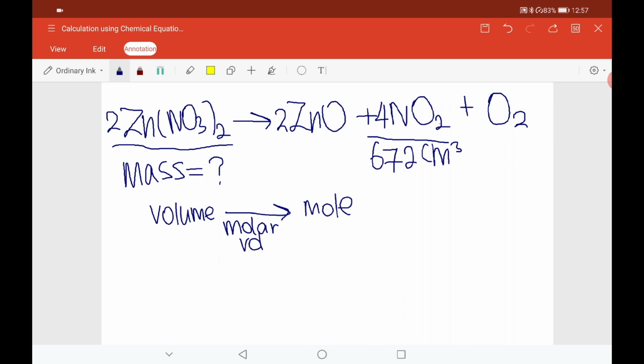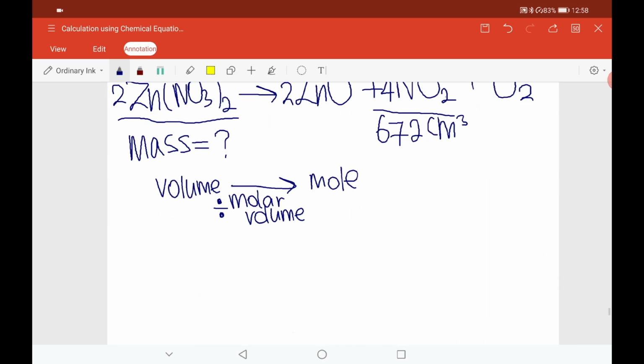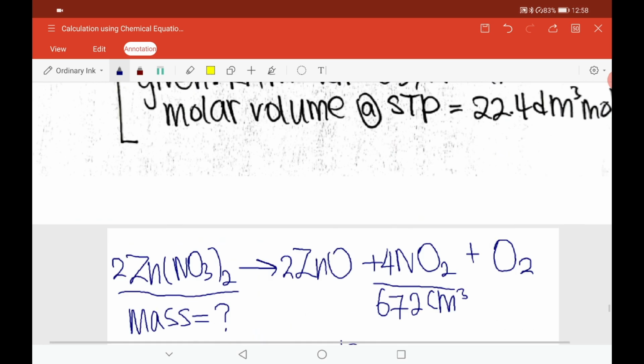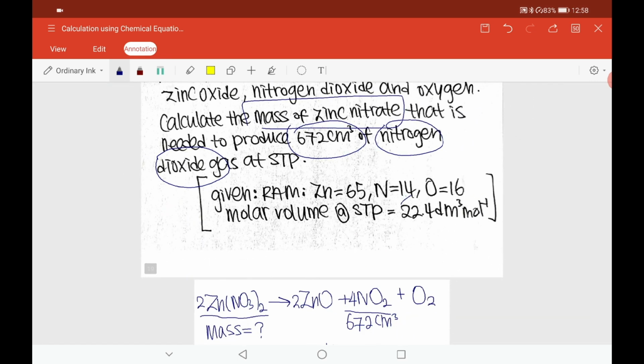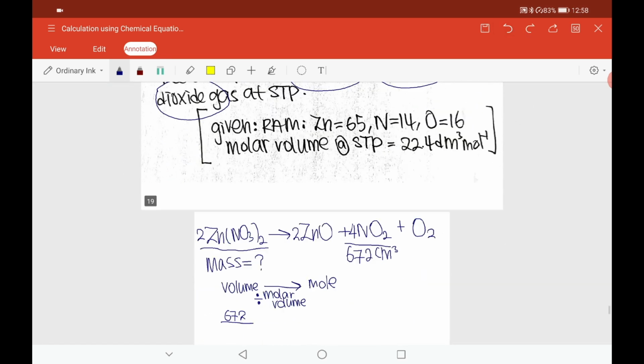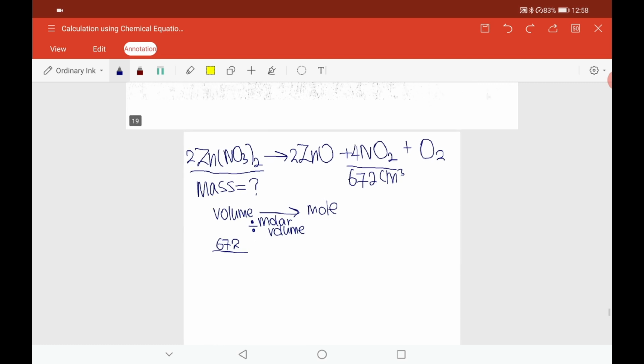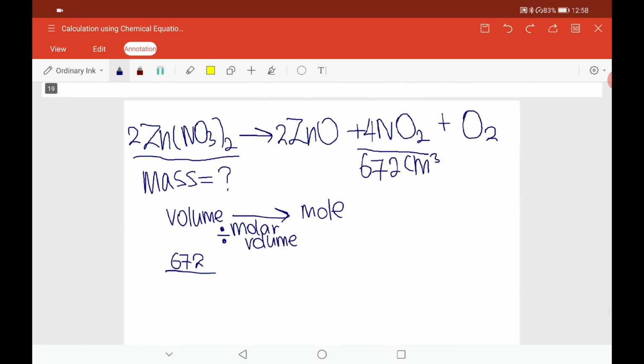Okay. We use molar volume. And the operation is divide. So the volume we have is 672. The molar volume is given here. The molar volume is 22.4. But the 22.4 is in dm³.